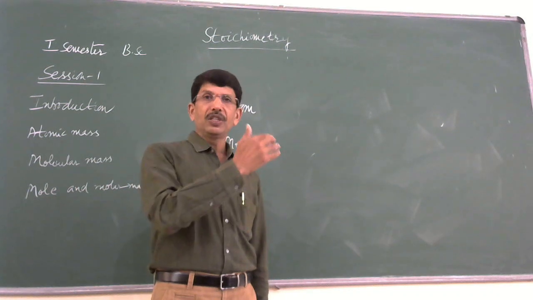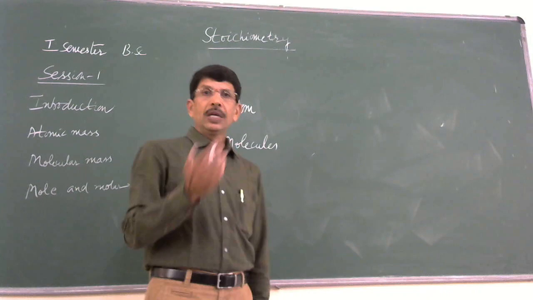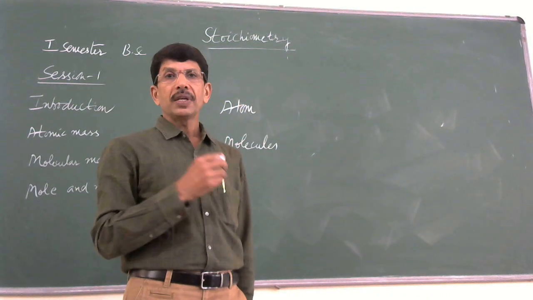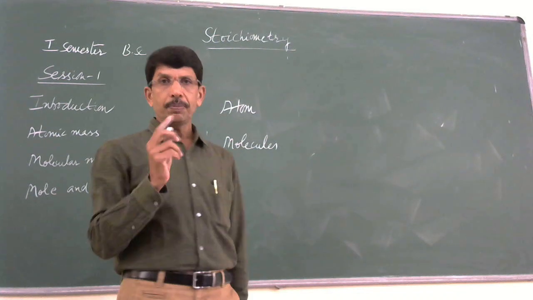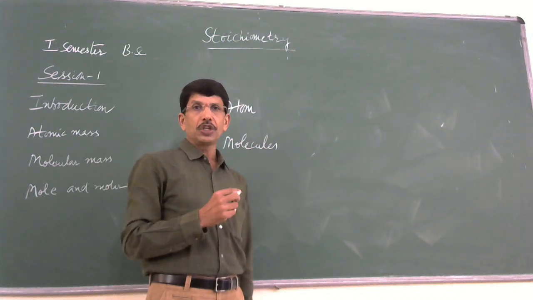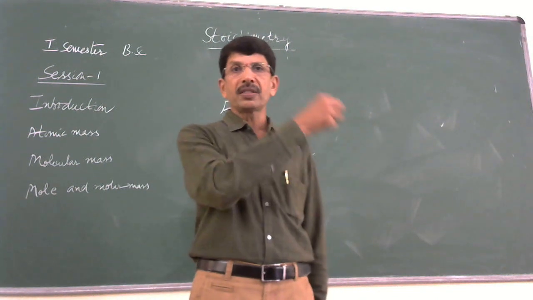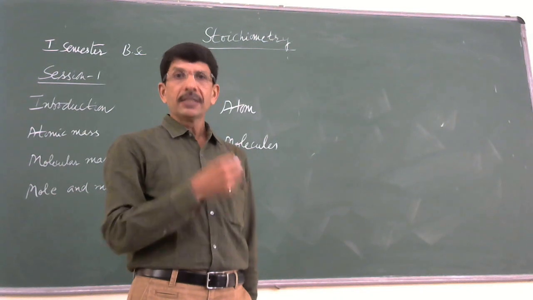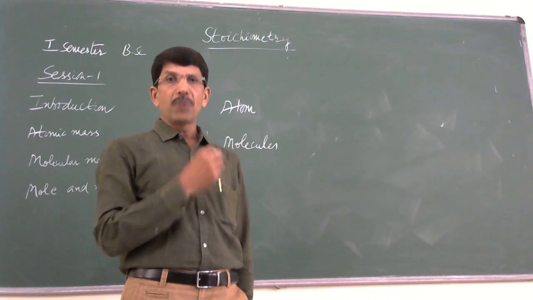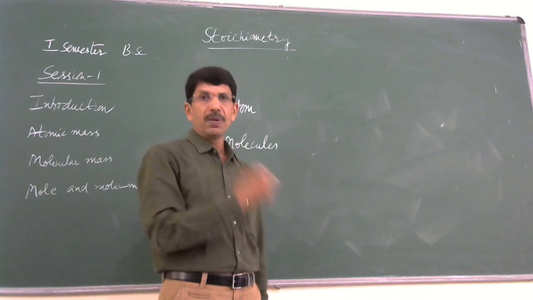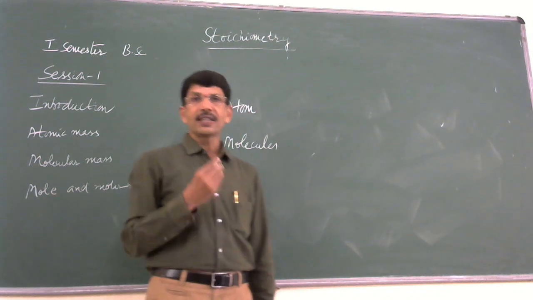So atomic mass, in those days when mass spectrometric technique was not known, was considered in comparison to carbon 12 isotope. I repeat, since atoms and molecules are microscopic in nature, it is impossible to determine the mass of a single atom or a molecule. Therefore, in the 19th century, in order to arrive at the mass of one atom or one molecule, different standards or references were considered.